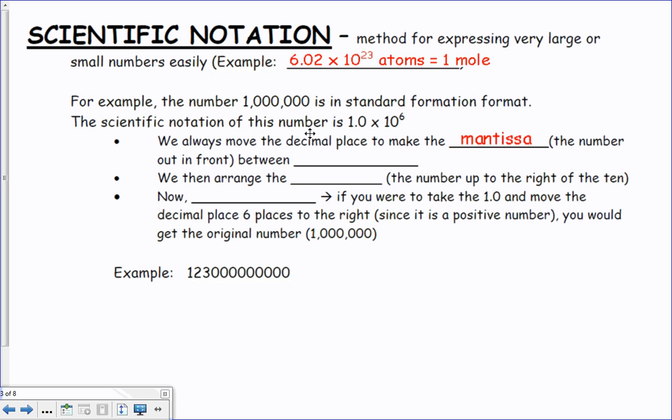So I'm going to take this million number. I can write it 1 times 10 to the 6. By rule, we always move the decimal place to make the mantissa. This number in front is called a mantissa. That's probably not going to be on your quiz, but this is called a mantissa, just so we know. I need to make that number basically in between 1 and 9. It's got to be a single digit number. Then what we do is we arrange the exponent, which is the number to the right of the 10. So in this case, it is 6.